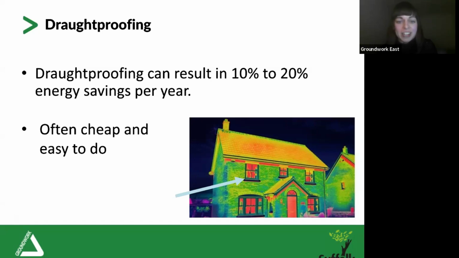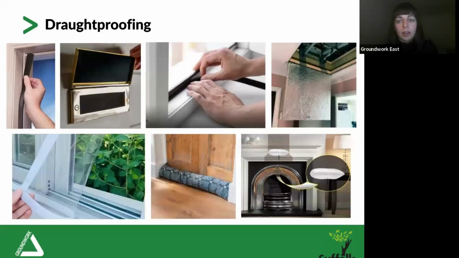It's a bit of an extreme example to show and demonstrate, which you might pick up on when you start to see the images that you're using yourselves. But if we try and tackle draft proofing, we can actually see results of about 10 to 20% savings per year. So it's quite a nice quick win to try and put in place as a starter.